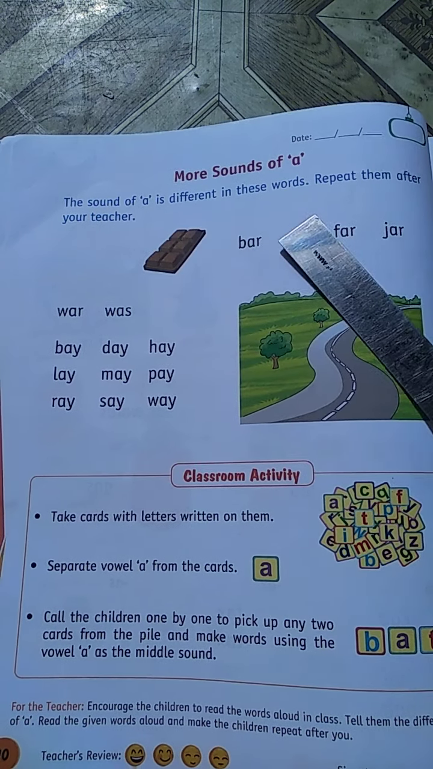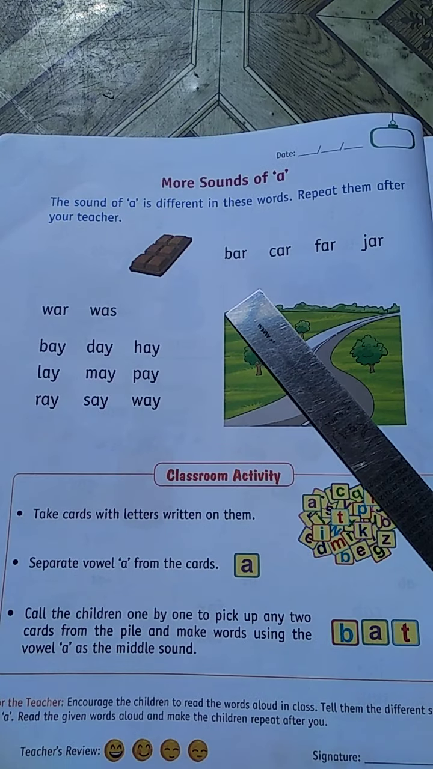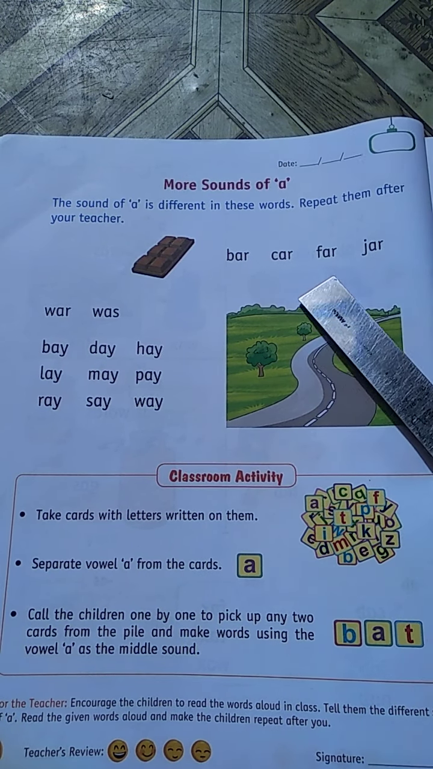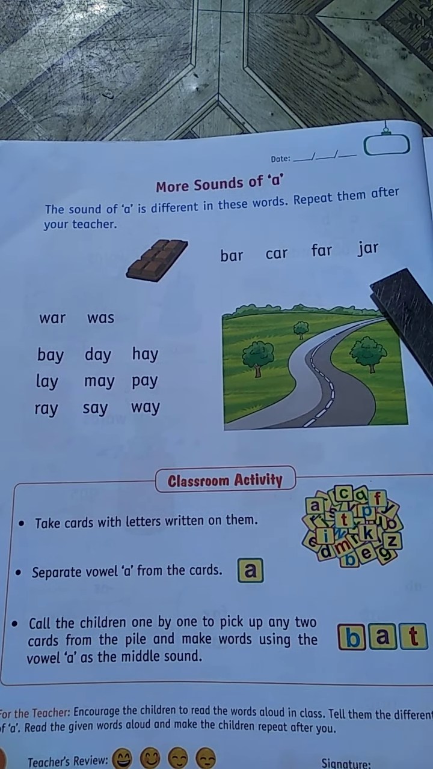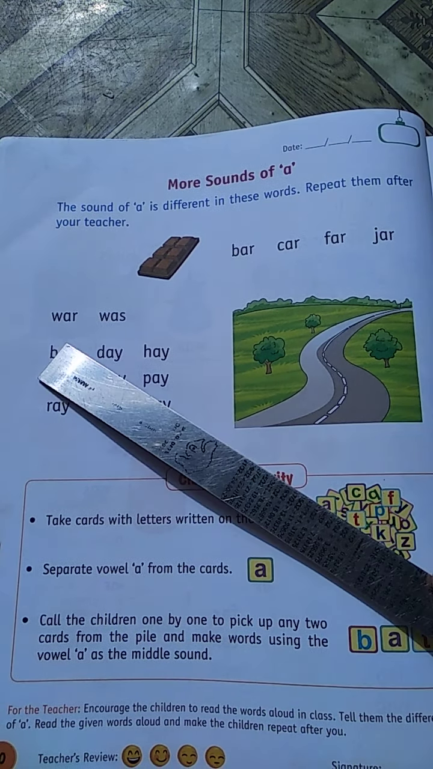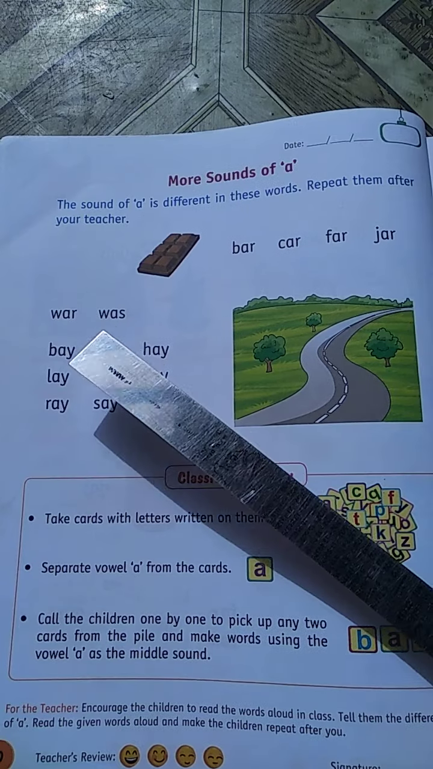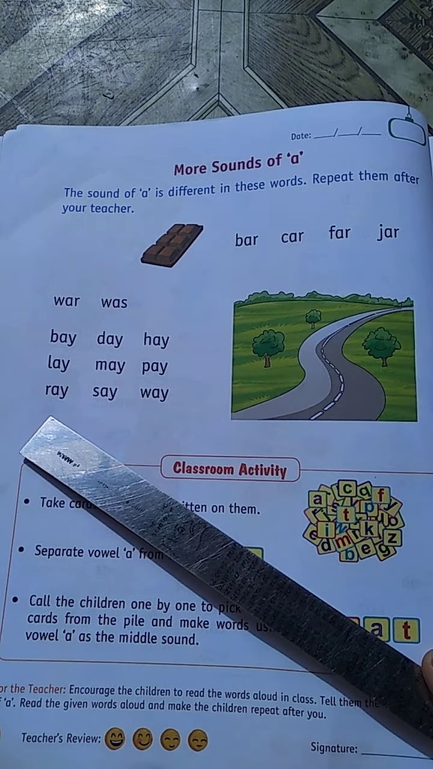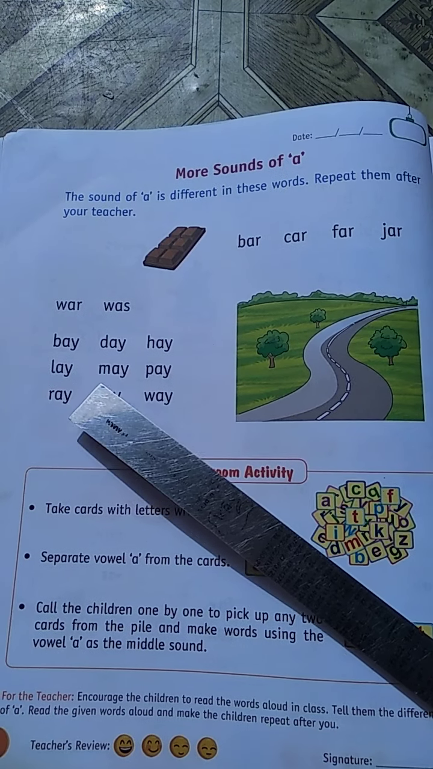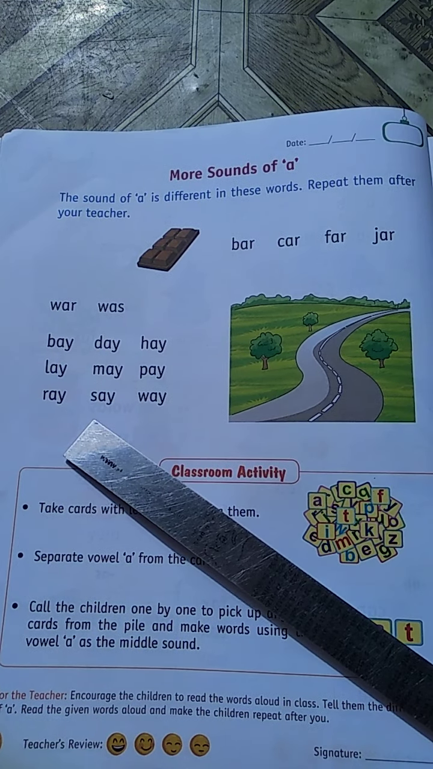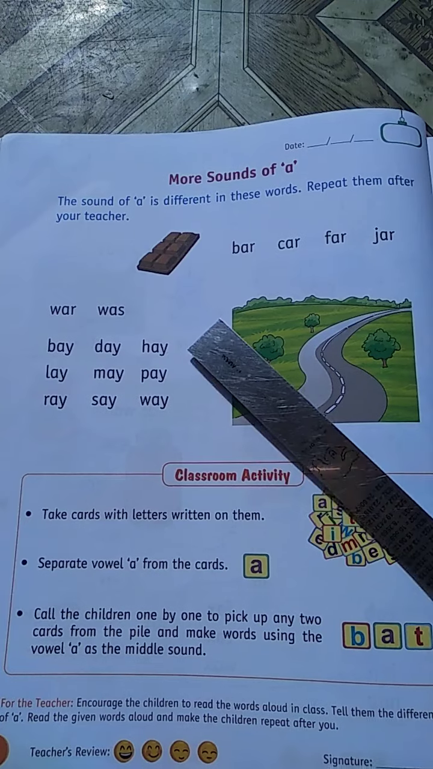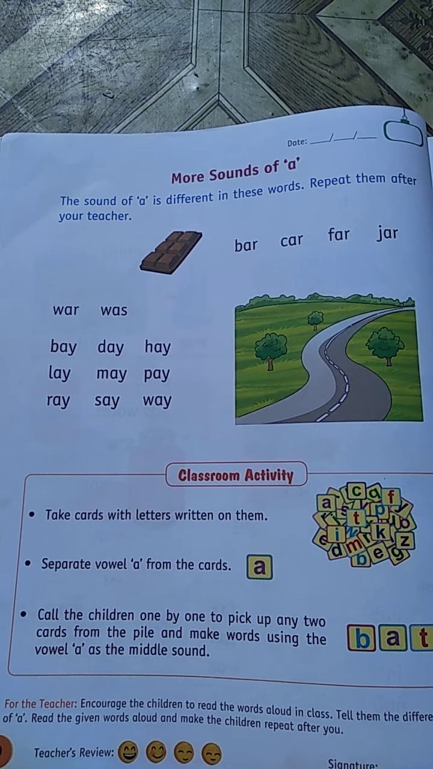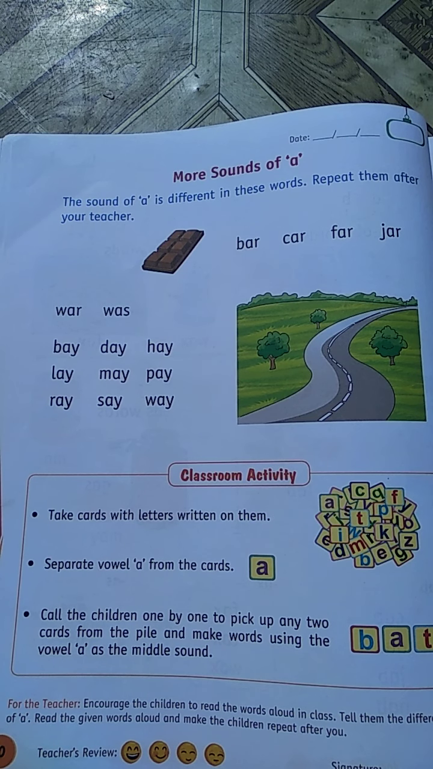Somewhere this A sounds in a different way. We will see these different words. Bar, car, far, jar. War, was, be, he, me, we. Very nice. Now try to read, okay?